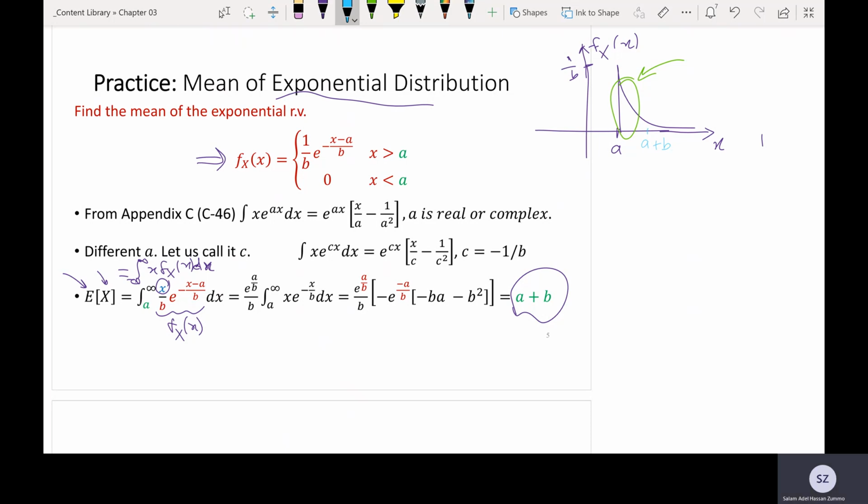Okay. If you get a number less than A when you calculate, is it possible? Is this reasonable, guys? You got a number less than A. Is this possible? No, because the average of the random variable should be somewhere within the range of the random variable. Okay?